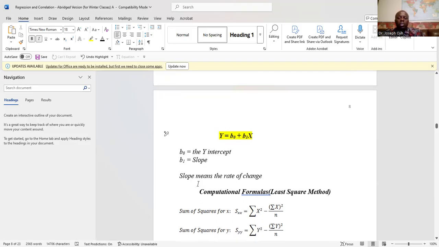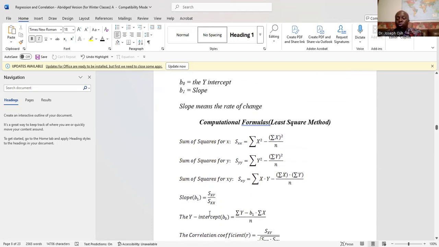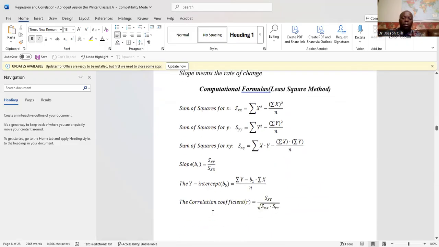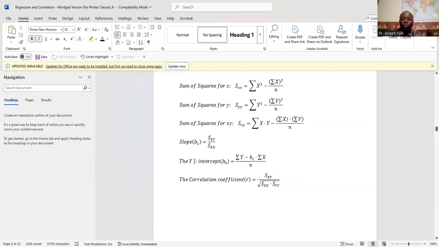So when doing regression analysis and even correlation, these are the computational formulas we use. Some people use a different formula, but these are the ones we use for the computation. Using these formulas might take you 1 hour to finish one question. The good news is that we're going to be using Excel, and that will reduce our time significantly. In a matter of minutes, you are done.